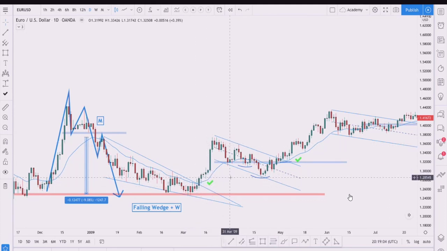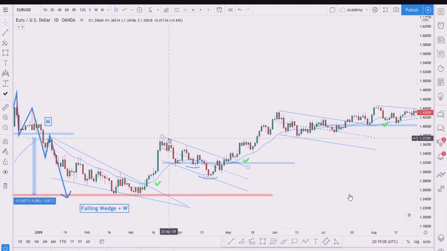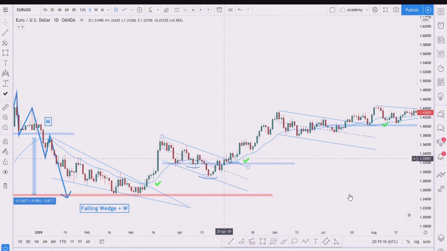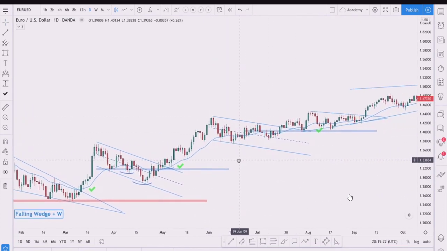The market then retraced inside a descending channel with an inverted head and shoulder, broke back above the EMA, retested the structure, and another nice long position there for us. The market gave another opportunity.